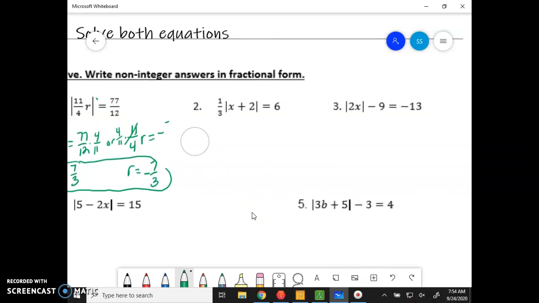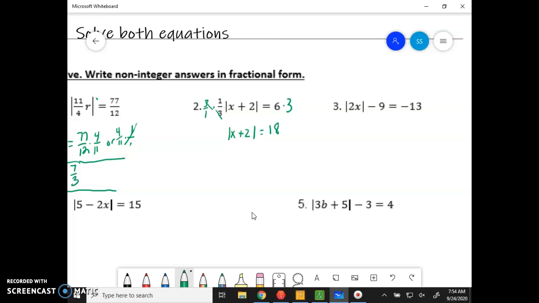Number two, we actually have stuff outside the absolute value bar, so let's get rid of those first. Just like we did before, if I want to get rid of this, I want to just multiply by the reciprocal, which would be 3/1. This would cancel out, and this would be equal to 1, so essentially it's not even there. And if I multiply by 3 on this side, I have to multiply by 3 on this side. I'm left with the absolute value of x plus 2 is equal to 18. Now we move on to step 2, or actually 1.5.